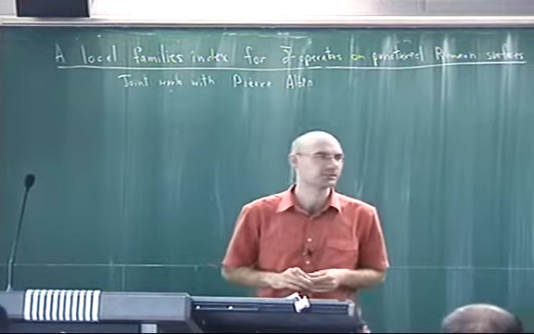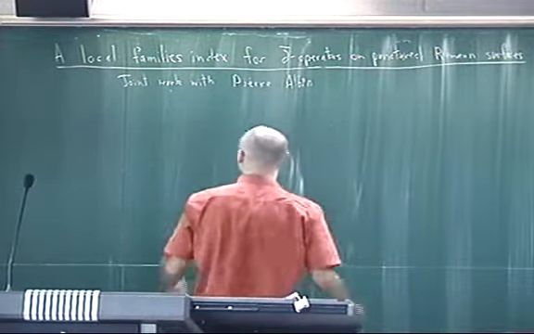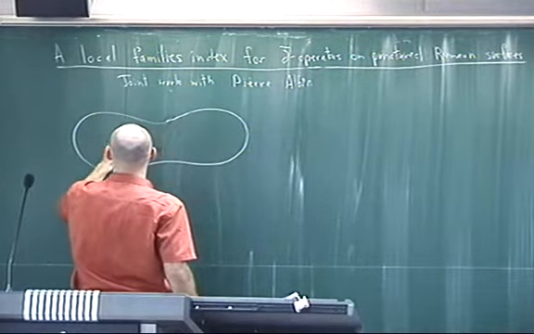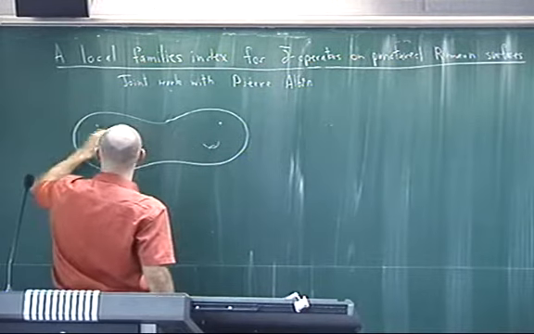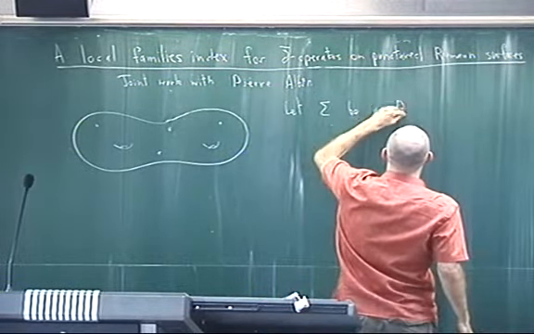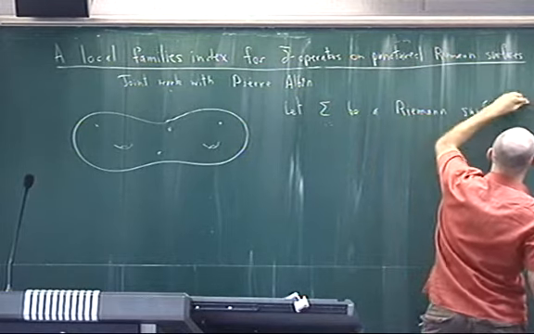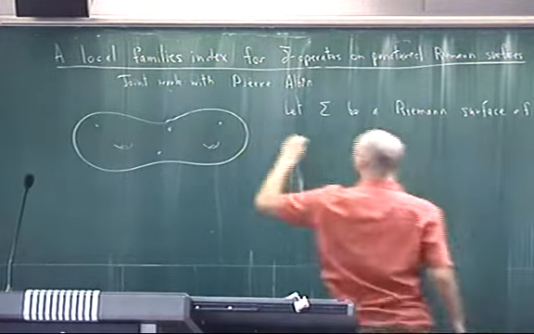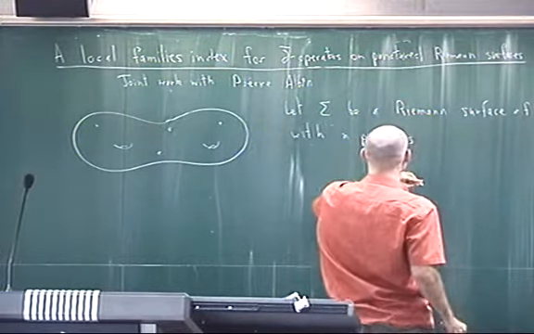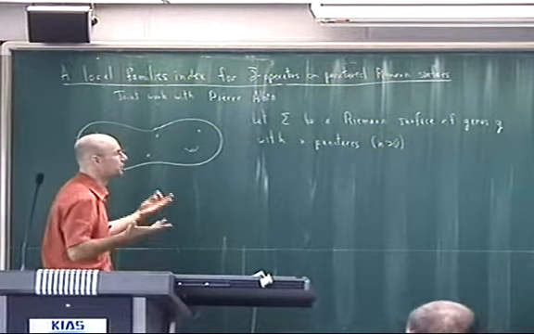It will be slightly different from yesterday, but there's a relationship with what I was discussing yesterday. So, in fact, the setting is the following. We'll consider, I'll start with just one Riemann surface of genus g with n punctures, and I'll assume that n is greater than zero, so that's where the result will be new.